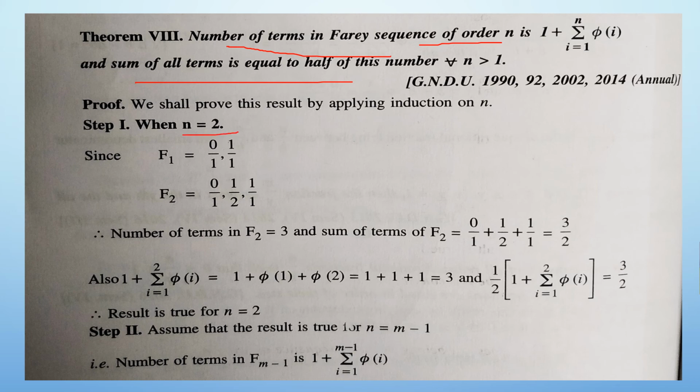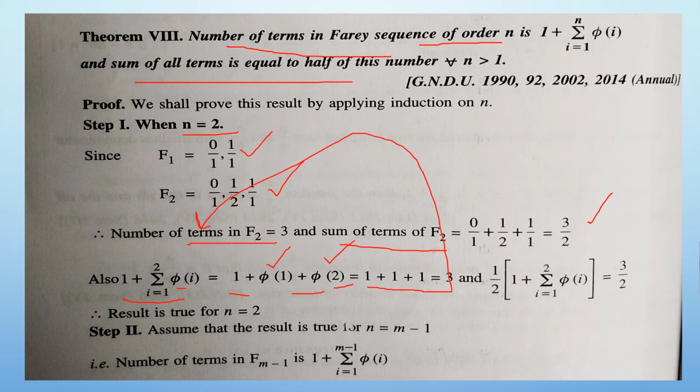If n is equal to 2, then this is F1, this is F2. How many terms in F2? 3 terms. And what is the sum of these terms? This is 3 by 2. Now we will calculate 1 plus the sum of phi(i) from i = 1 to 2. This will be 1 plus phi(1) plus phi(2). Phi(1) is 1, phi(2) is also 1. So it is 3. So this is equal to the number of terms, proved.